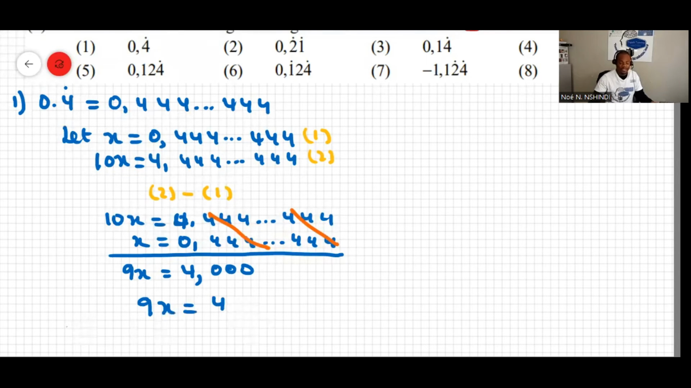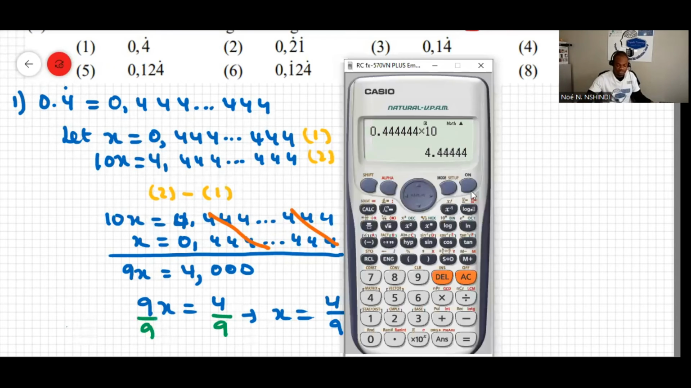Now, to get the value of x, remember that x was the recurring value. I will divide both sides by 9. This means x is equal to 4 over 9. So this tells me that this recurring decimal can be written as 4 over 9. If you're unsure, you can use a calculator and see. If I do 4 over 9 and press equal, then press SD, it says 0 with 4 in brackets, which simply means the digit 4 repeats, 44444, as we see here.